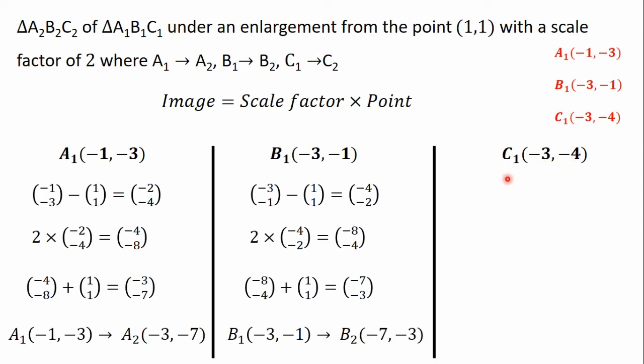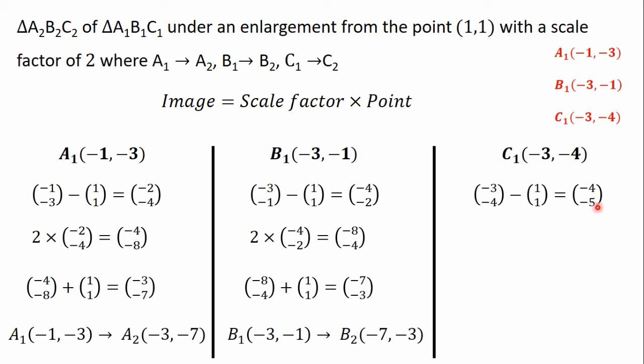So the first step, we are going to subtract (1, 1) from (-3, -4). We have (-3, -4) - (1, 1). -3 - 1 gives us -4. -4 - 1 gives us -5. So after subtracting (1, 1) from (-3, -4), we are having (-4, -5).